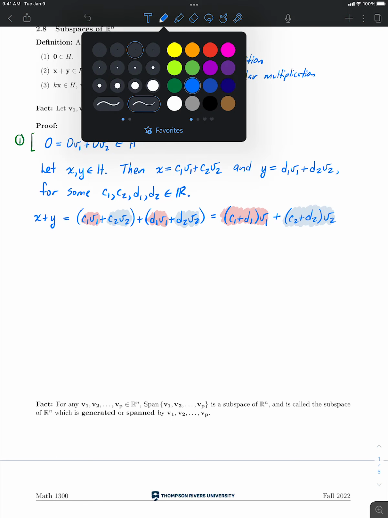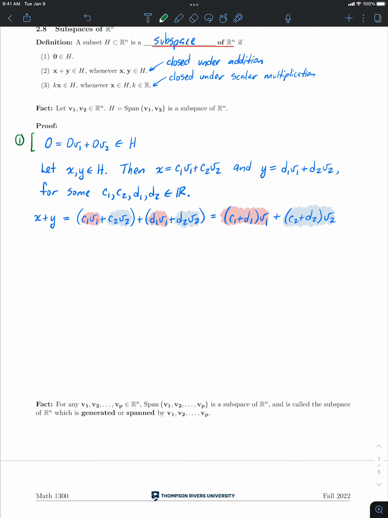And here's the essence of this argument. What are C1 and D1? C1 and D1 are just real numbers, and we're adding them together. So we don't know what we're going to get, but we do know that we're going to get another real number. That much we can say for sure. And same with C2 and D2. You don't know what C2 is, and you don't know what D2 is, but you do know that when you add them up together, you're going to get a real number.